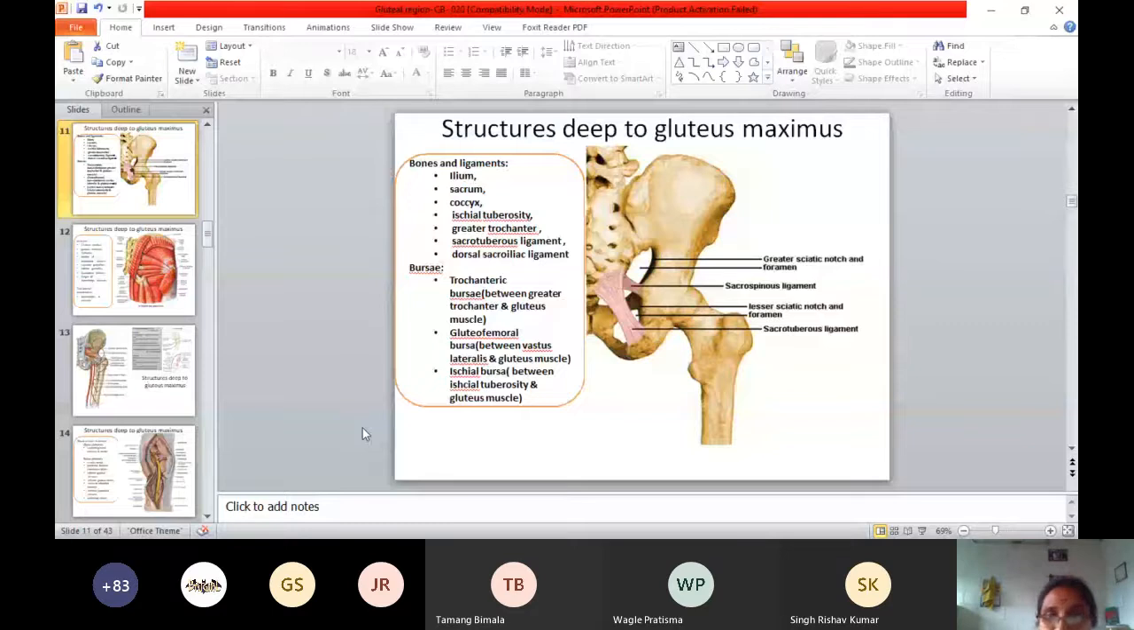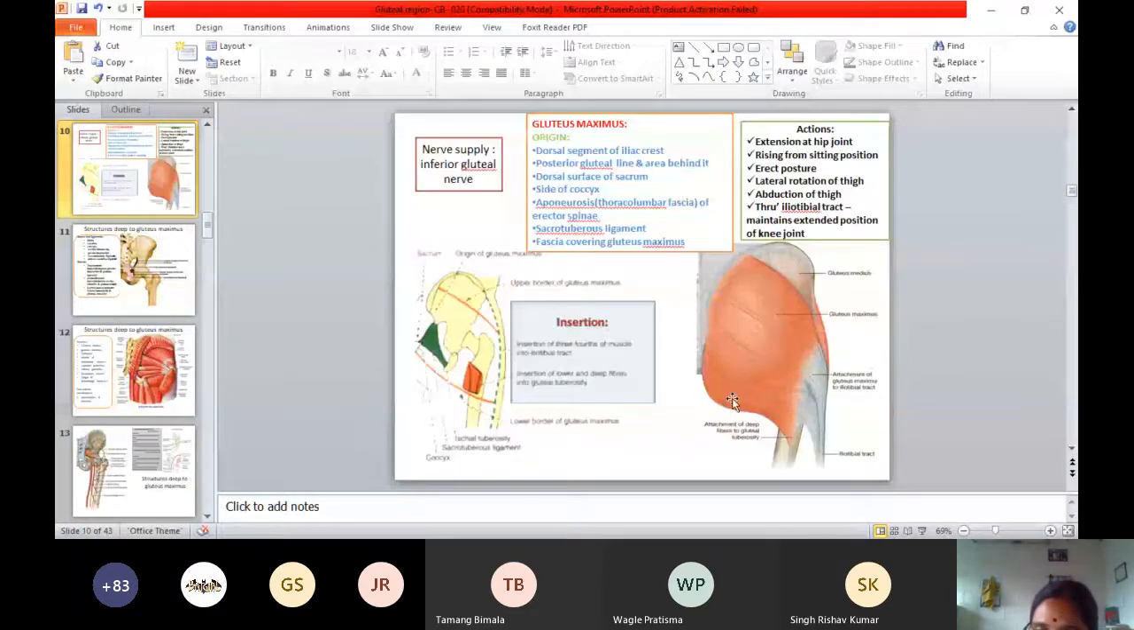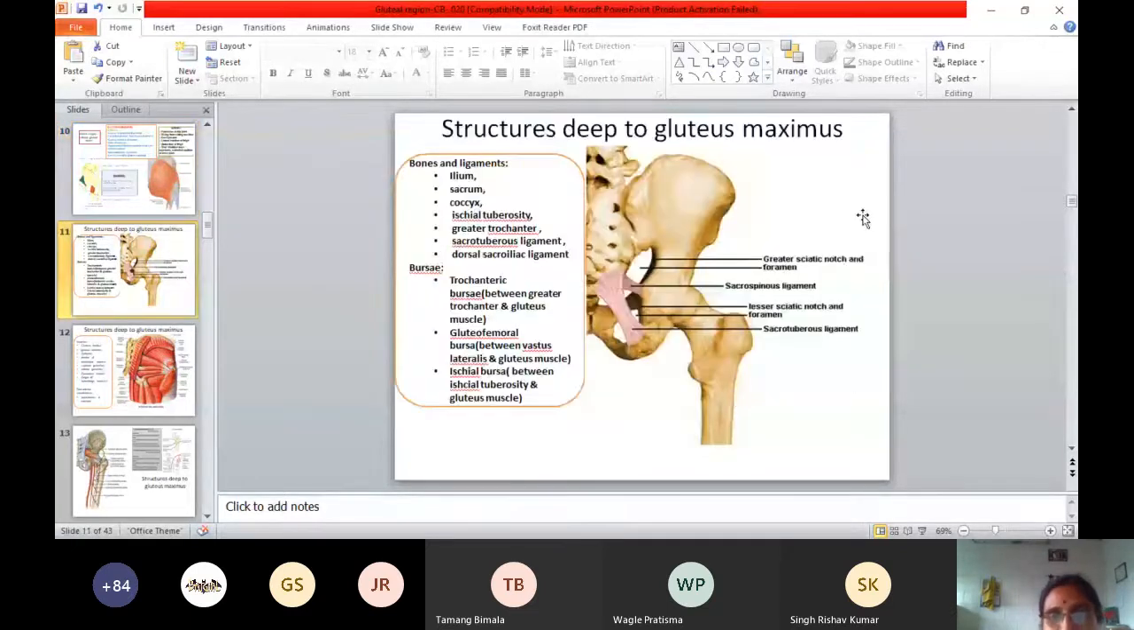Now, when we cut this gluteus maximus, you will see many structures deep to it. The structures deep to gluteus maximus are very, very important clinically, so you should know them in detail. First, I'll enumerate the structures. What are the structures deep to gluteus maximus?